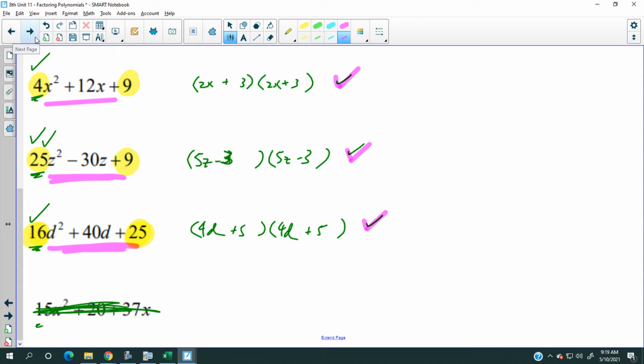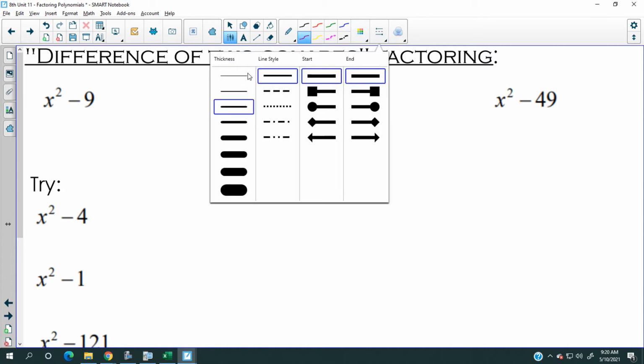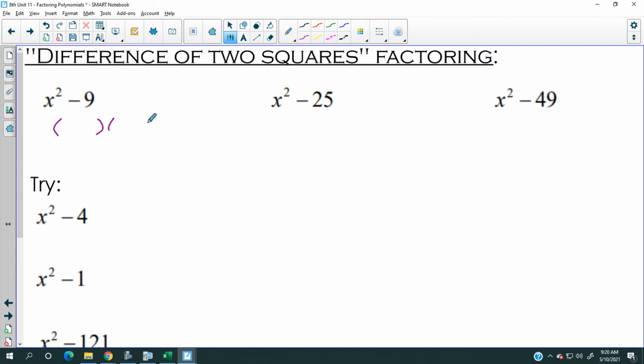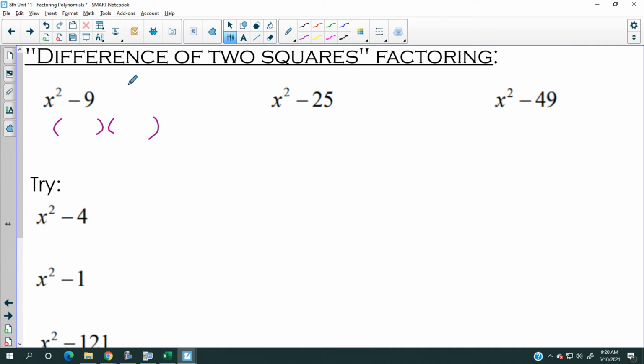So, what's the second special case then? It's called a difference of 2 squares factoring. So let me demonstrate. For something like this, the question is, again, what times what will give you x squared minus 9? Now, notice how these are all binomials. I don't know if you've noticed, all these examples I'm giving you are binomials, and that's not by accident.